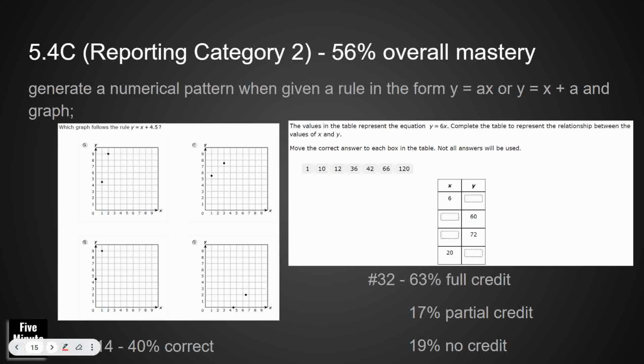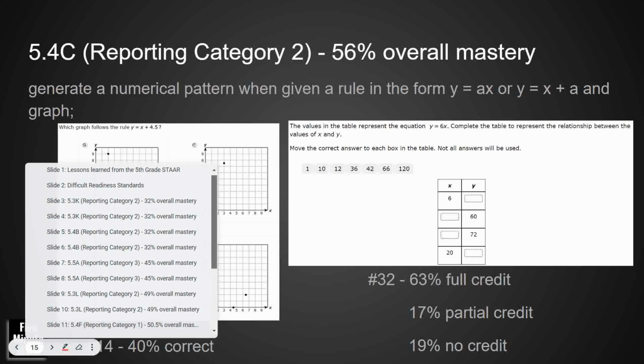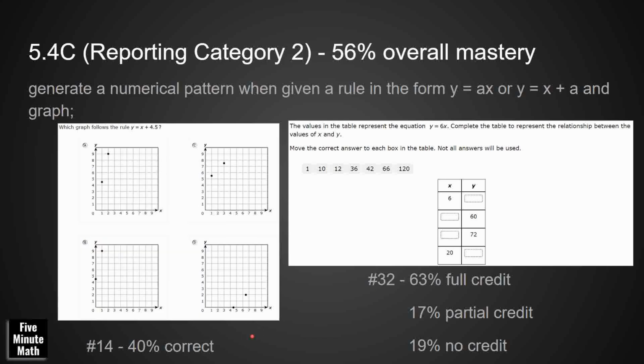5.4c, we are looking at reporting category 2, 56% overall mastery. And we are generating a numerical pattern when given a rule. So on number 14, we've only got 40% correct here. X plus 4.5. Okay, so we need x plus 4.5.